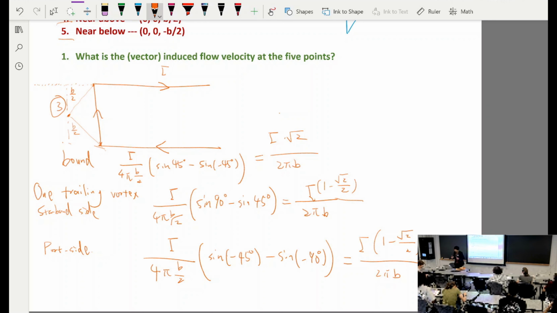To figure out the magnitude of the velocity, you always take the bigger number and subtract the smaller number. That is, the sine of the bigger angle minus the sine of the smaller angle. The bigger or smaller one is whichever is more positive in the direction aligned with the vortex. That number is subtracted by the smaller number to get you the magnitude.